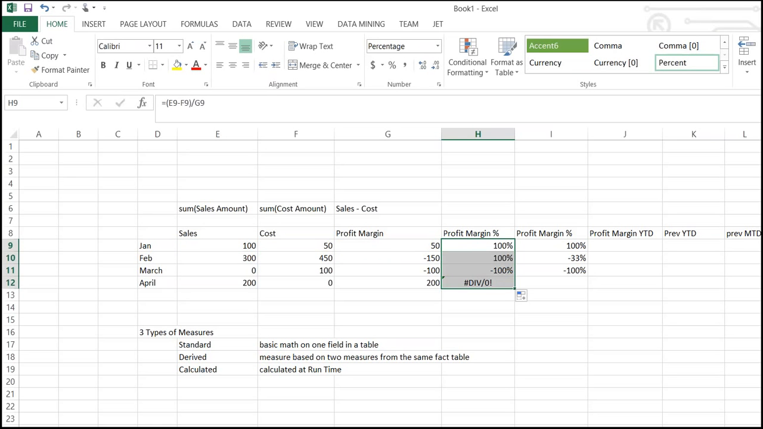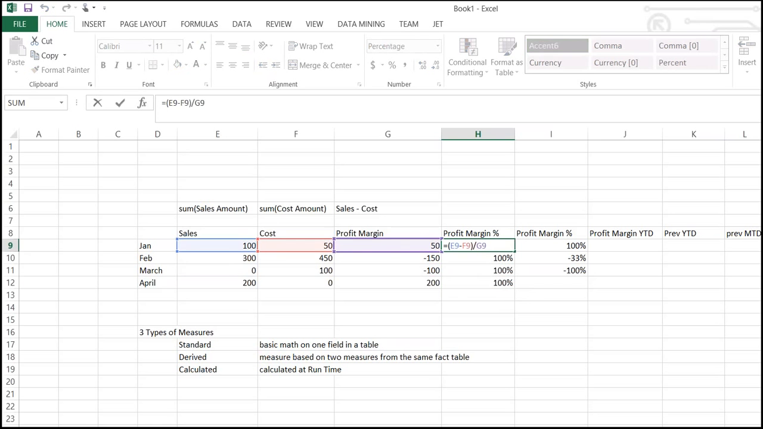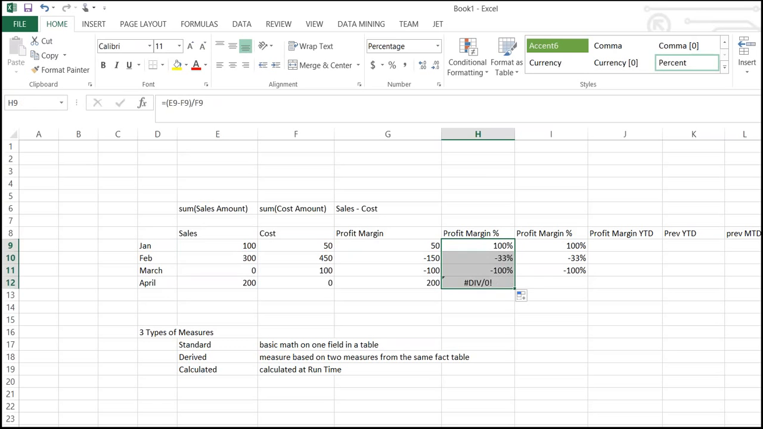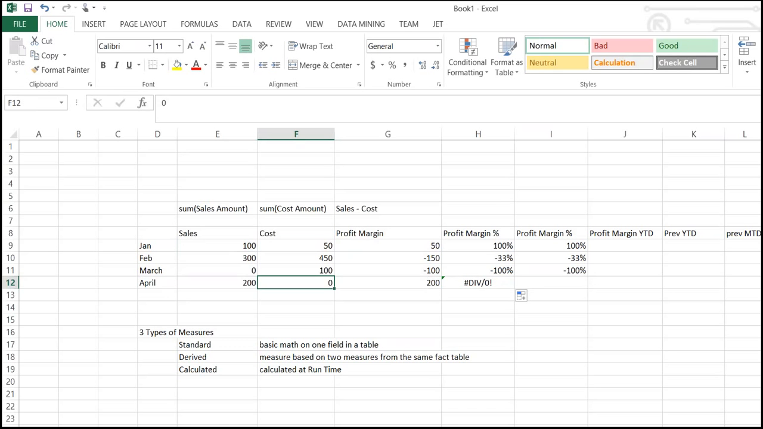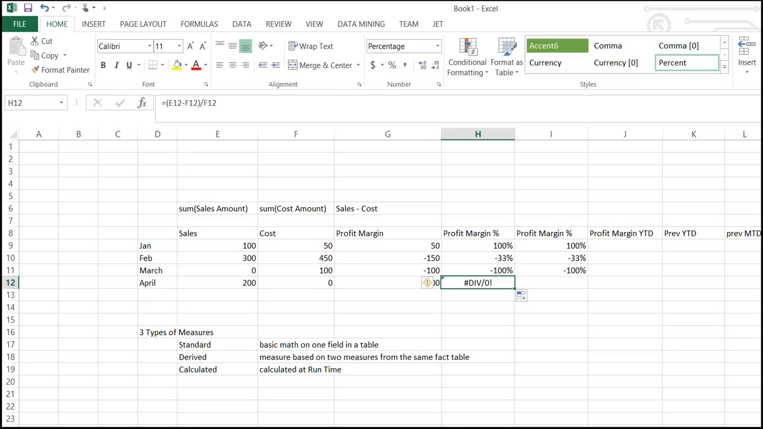That's fantastic. I pull it through. Oh, sorry, grabbed the wrong one. Sales minus cost divided by cost. Okay, I pull it through. It works famously until I get to the last measure. And why did it break? Well, cost is 0, and you can never divide by 0. You get a div 0 error.